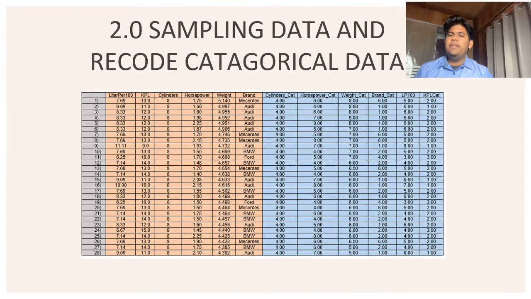2.0 is sampling data and recording categorical data. There are 392 data points, but we have 150 sampling data and categorical data.